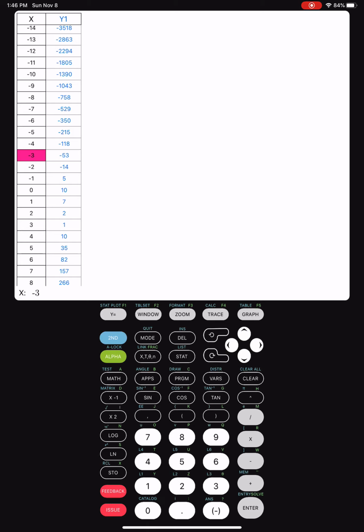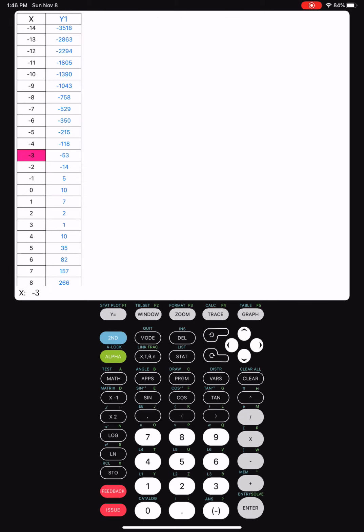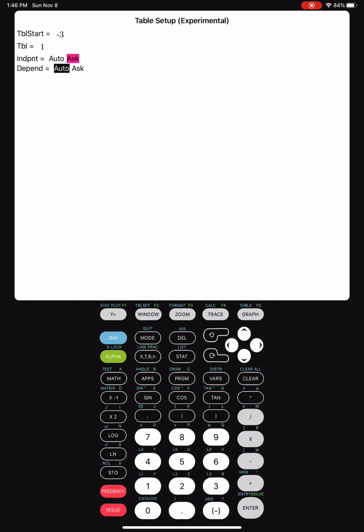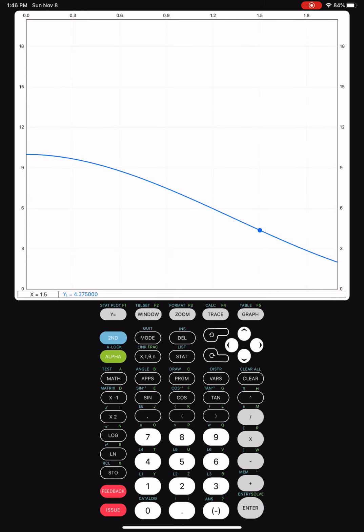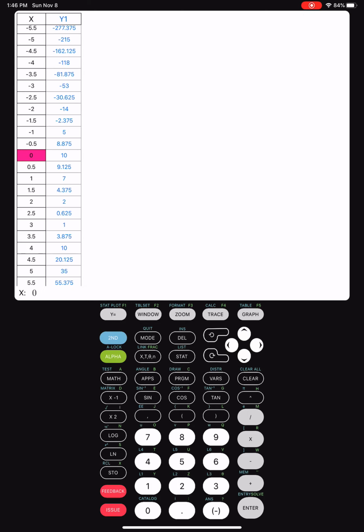And why is this not working? Does it not work on mine? Is that why it's blacked out? No, I need you to ask me, table. I don't want you to... okay, so maybe it doesn't. So let's just go up by... We're going to start our table at 0, and we're going to go up by 0.5. On yours, you can set the independent to ask, and when you go to the table, you'll be able to plug in your own values.